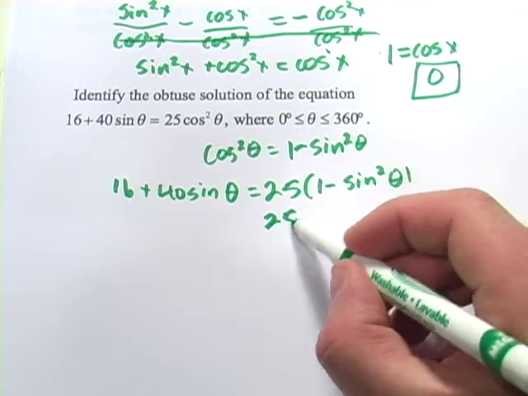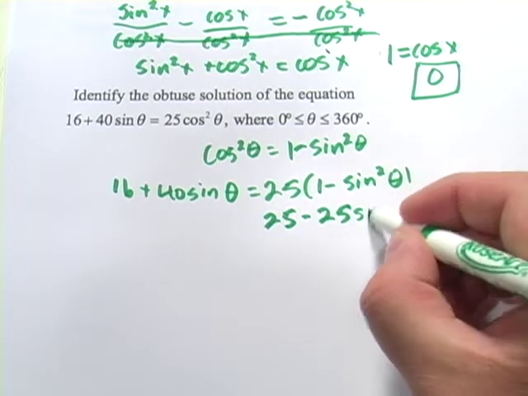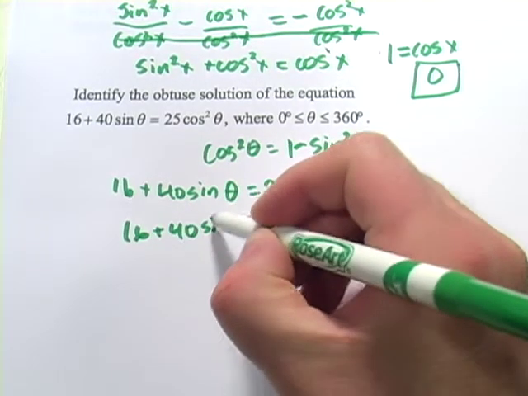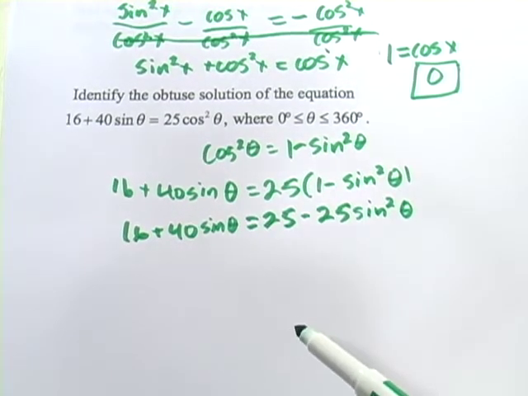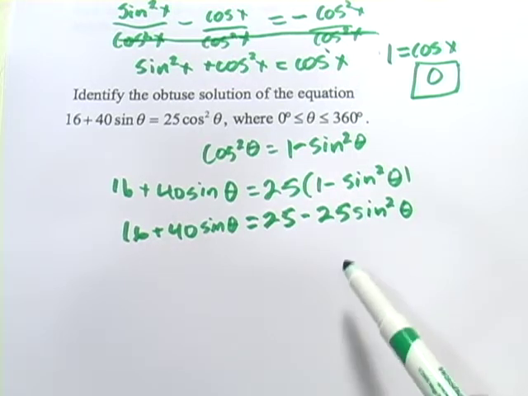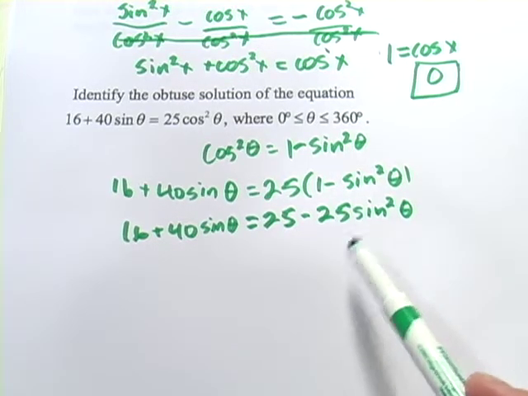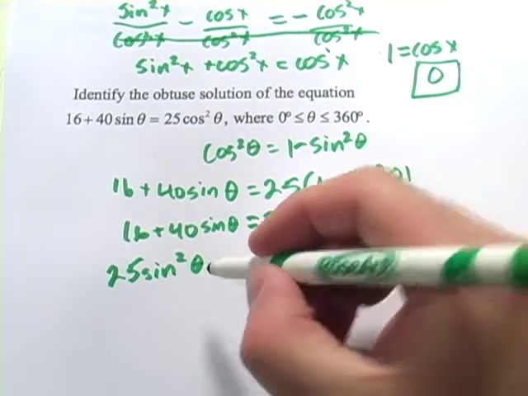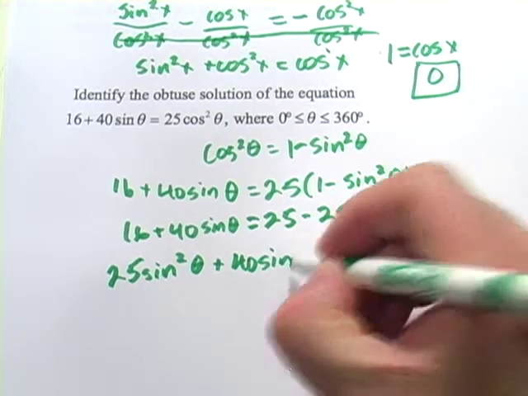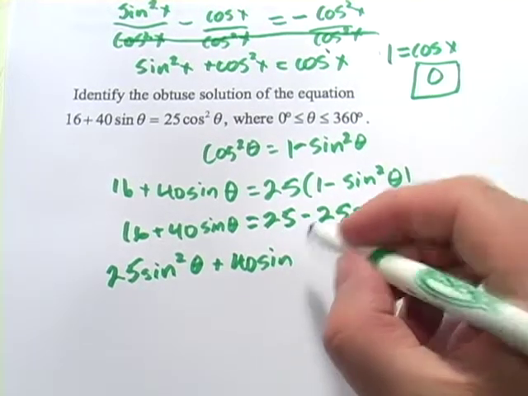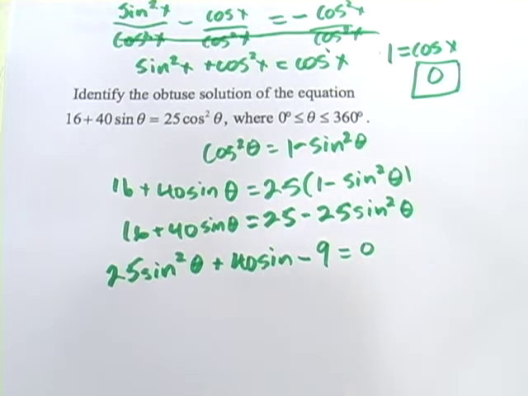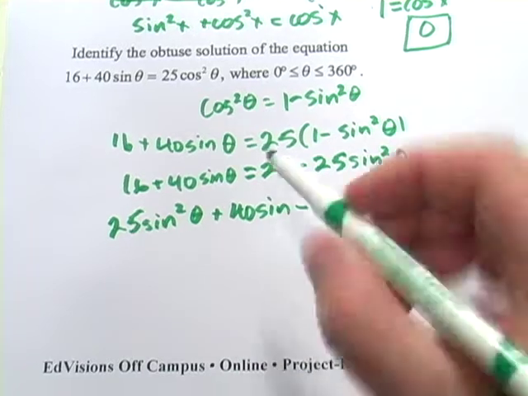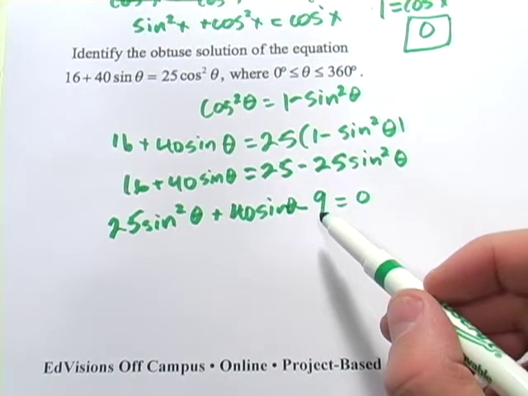Multiply that 25 through, I get 25 minus 25 sine squared theta equals 16 plus 40 sine theta. And now I'm going to do some rearranging and set this equal to 0 because I'm going to treat it like a quadratic. So I'll add 25 sine theta to both sides, 25 sine squared theta, 40 sine theta, and I'm going to subtract 25 from both sides. So I think I get negative 9 there. So there is my quadratic. I've got a squared term, the regular sine theta term, and a number term.